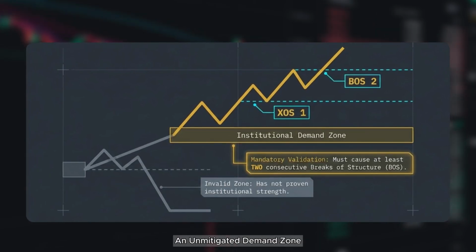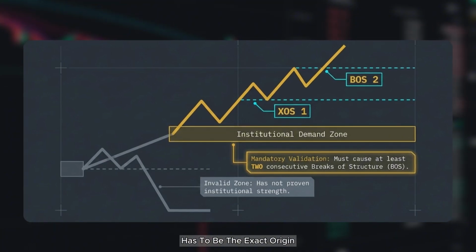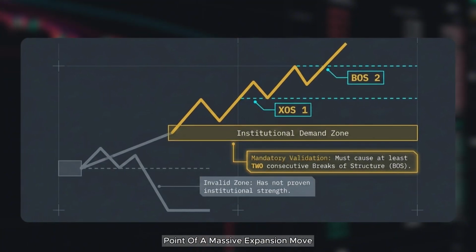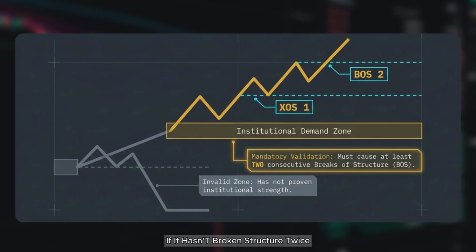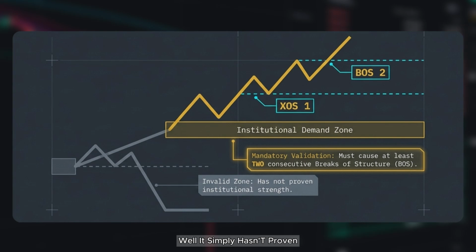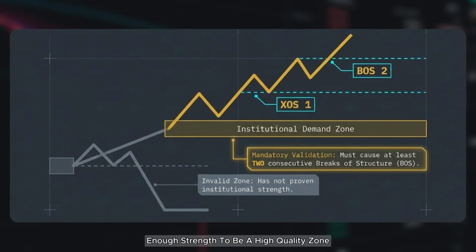An unmitigated demand zone has to be the exact origin point of a massive expansion move that caused at least 2 consecutive breaks of structure. If it hasn't broken structure twice, well, it simply hasn't proven enough strength to be a high-quality zone for us.